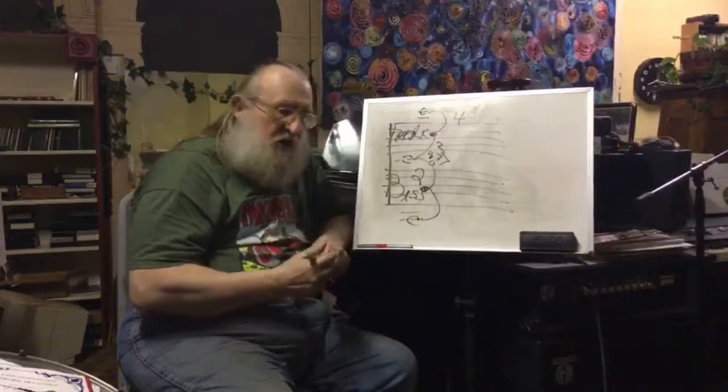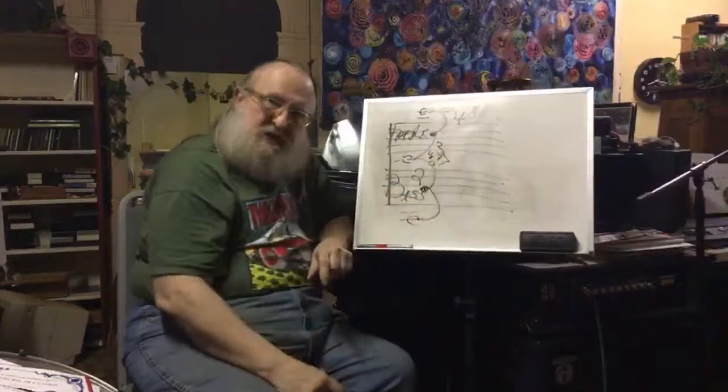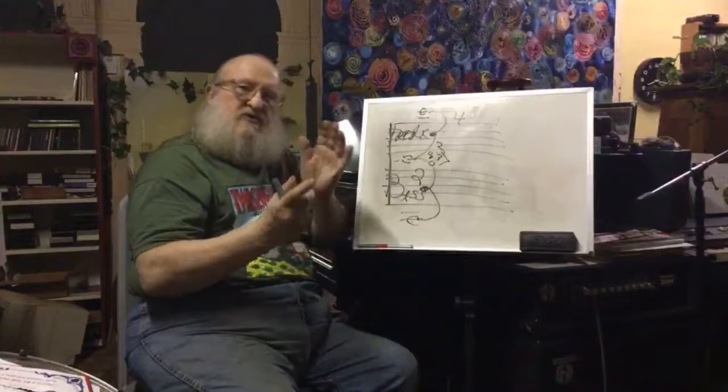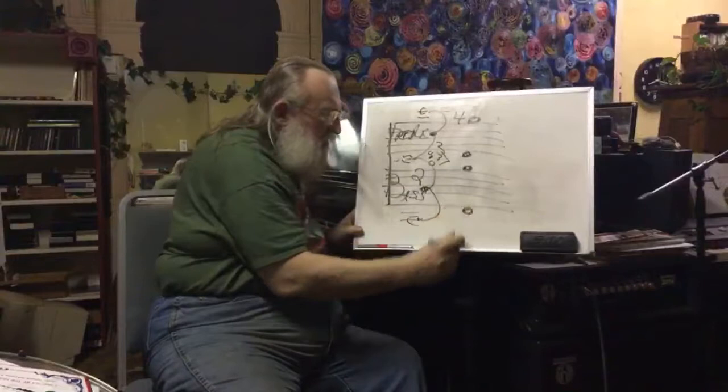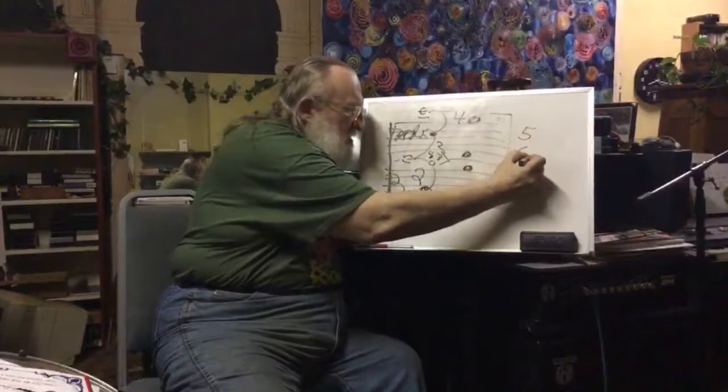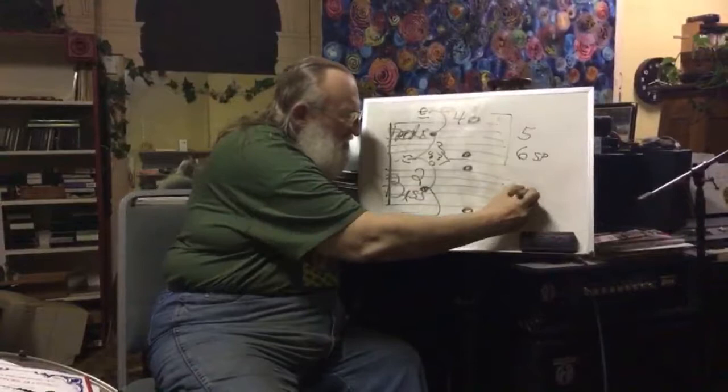They always tell you that the staff has 5 lines and 4 spaces. And I think you all know by now that's just not true. Because for every line, there's 2 spaces on either side of the line. So we have a space here, we have a space here, a space here, and a space here. So what we have here is five lines and six spaces. And what we have here is five lines and six spaces.